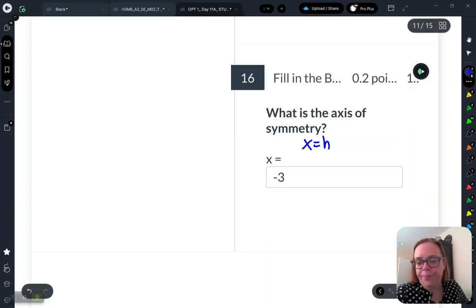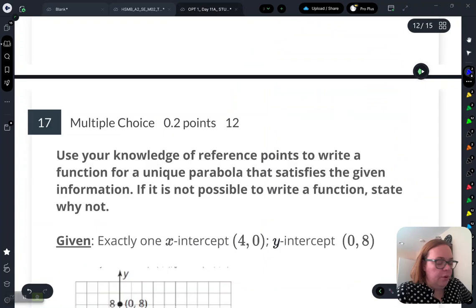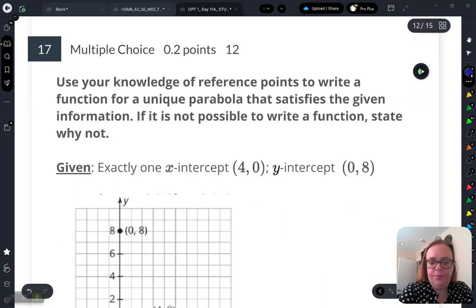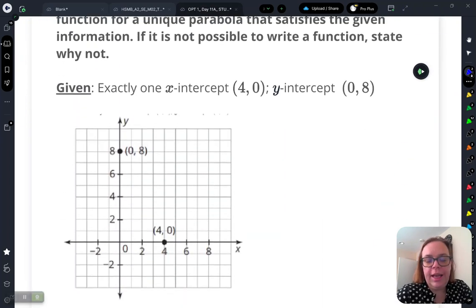All right, we've got 3 more. Use your knowledge of reference points to write a function for a unique parabola that satisfies the given information. If it is not possible to write a function, state why not. Given exactly 1 x-intercept at (4, 0), and a y-intercept (0, 8).